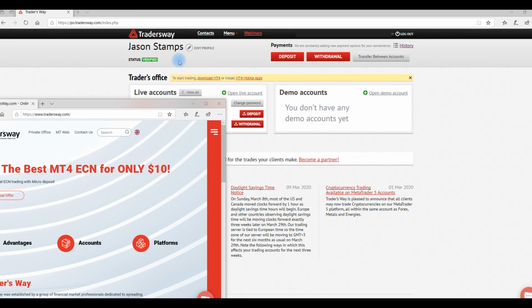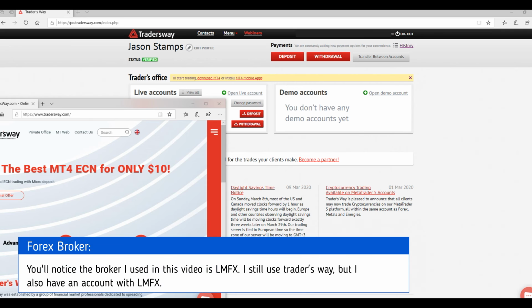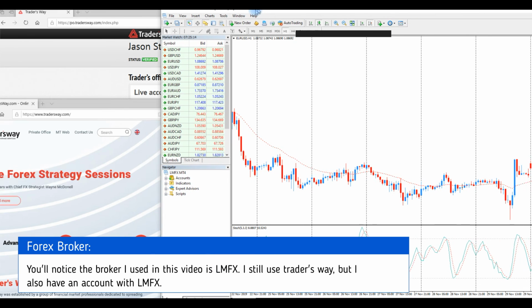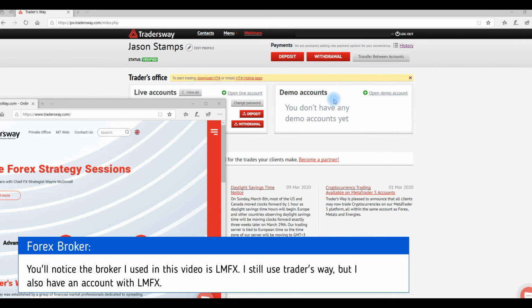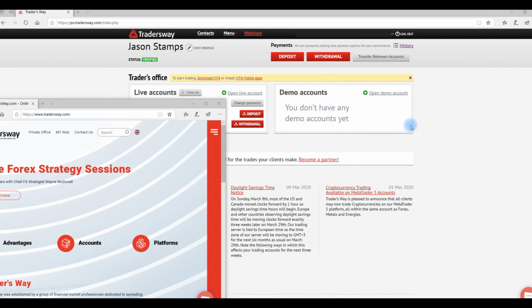Now, the next thing you would need to do is download MT4. MT4 is this platform right here. That's MT4. After you have MT4 downloaded, you want to open up your demo account by clicking this button. After you click this button, a box will pop up, and you can open up as many demo accounts as you want. A box will pop up, and it will ask you for the demo account type.